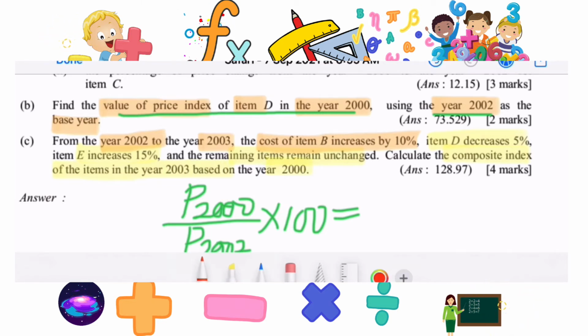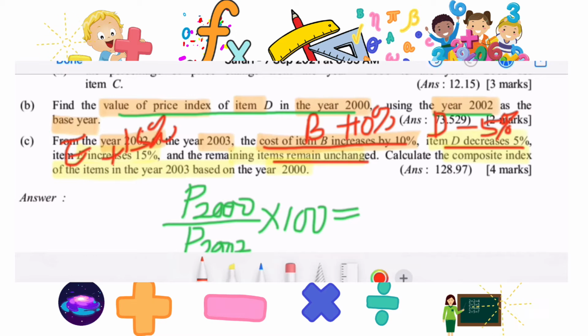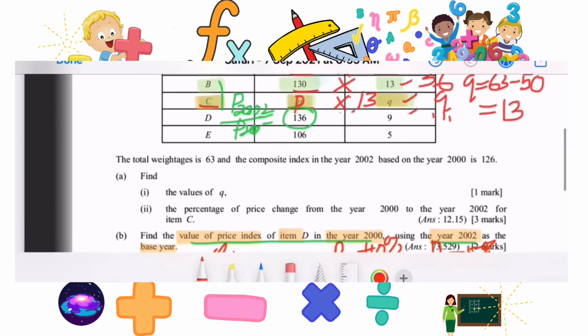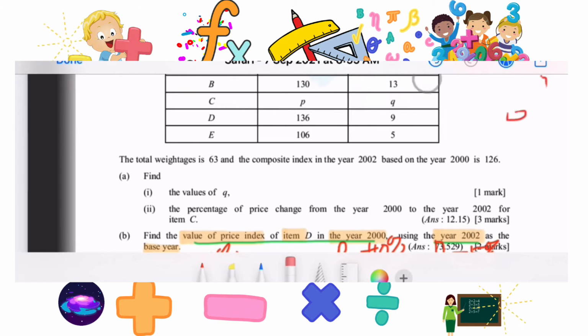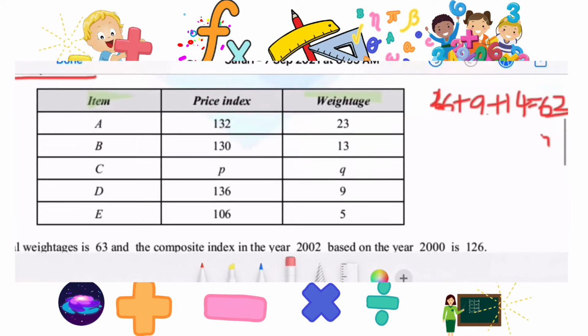For this case, we are going to jot down the increase. If it is increased, we have to do the calculation for B. For D is decrease 5%. For B is plus 10%. And for E is increase 15%. And then the rest remain unchanged. Let's go to the table and then find the new composite index after changes.